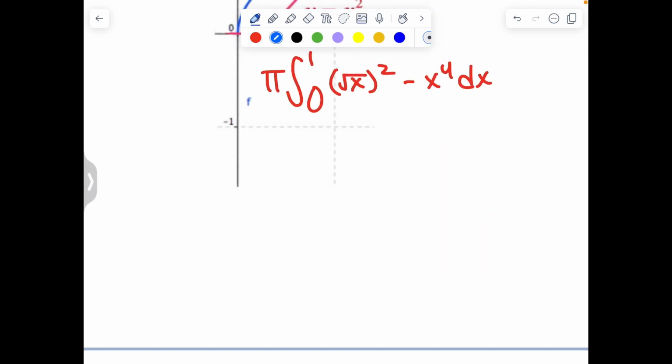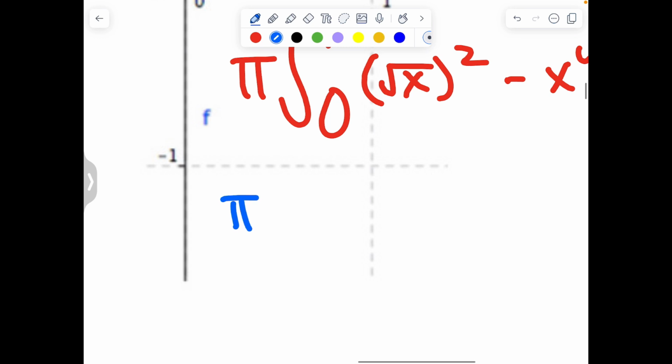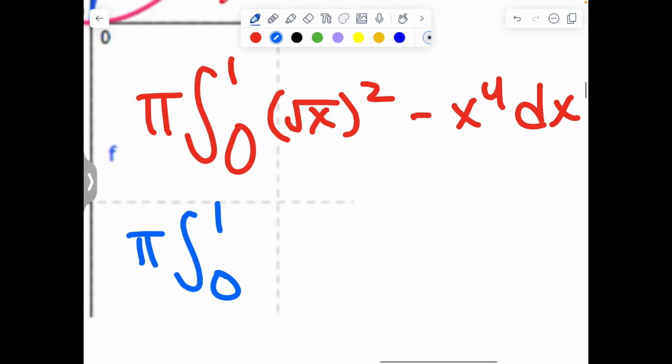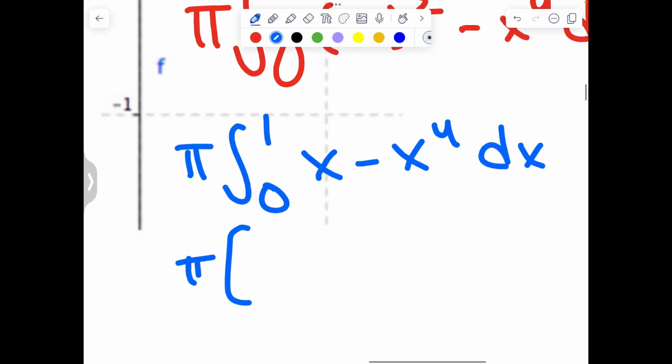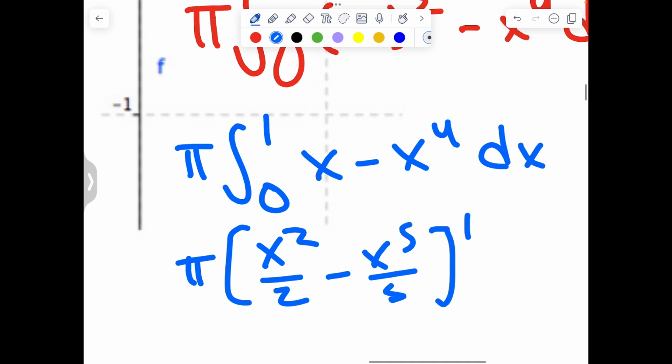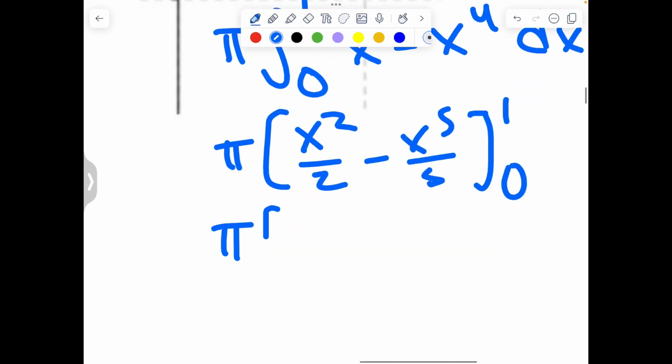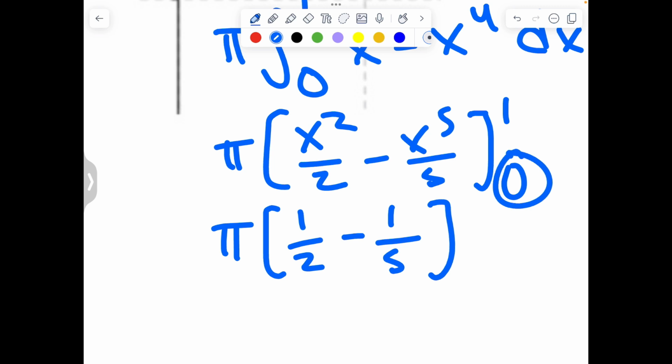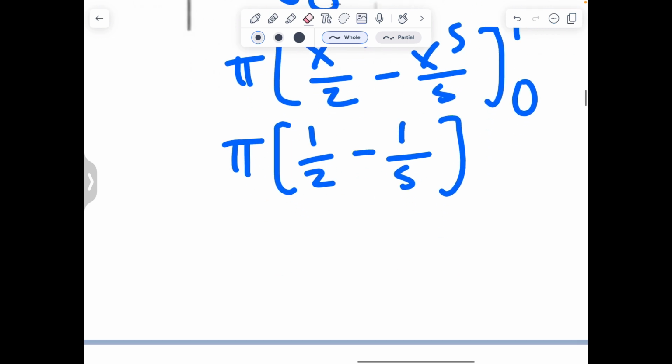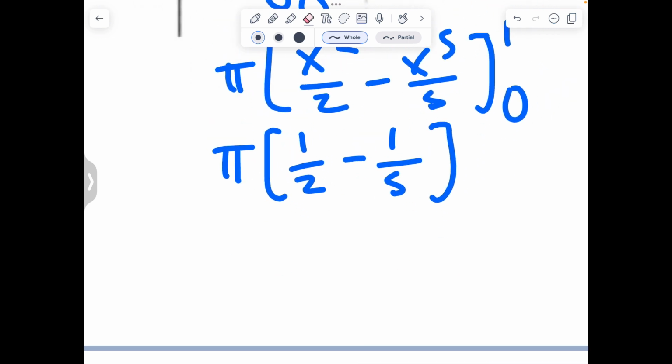Once we actually solve this, we're going to integrate x minus x to the fourth dx. It's going to be x squared over 2 minus x to the fifth over 5, from 0 to 1. It's just going to be 1 half minus 1/5, and since the lower bound is 0, that's going to equal 0, so we can just move on from here. And then it's going to be 3 pi over 10.